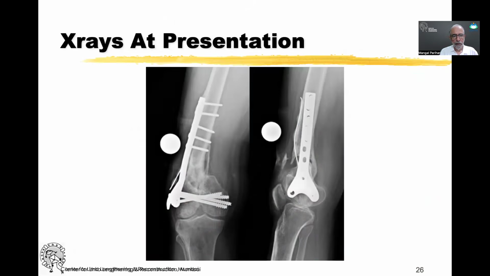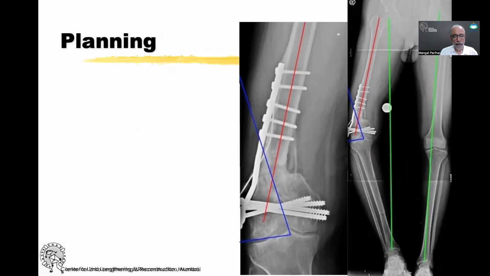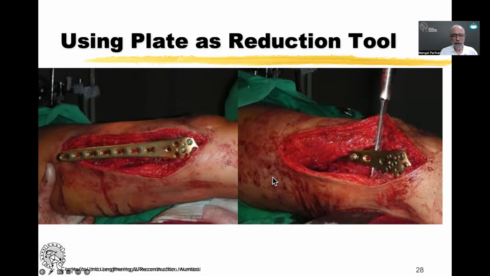Now, if you do the planning for this X-ray, which is united but malunited, you will see that we've done an anatomic axis planning. So the red line is the mid-axial line of the proximal femur. And this blue line is a line which is 81 degrees to the distal end of the femur. And the CORA is obviously at the fracture site.